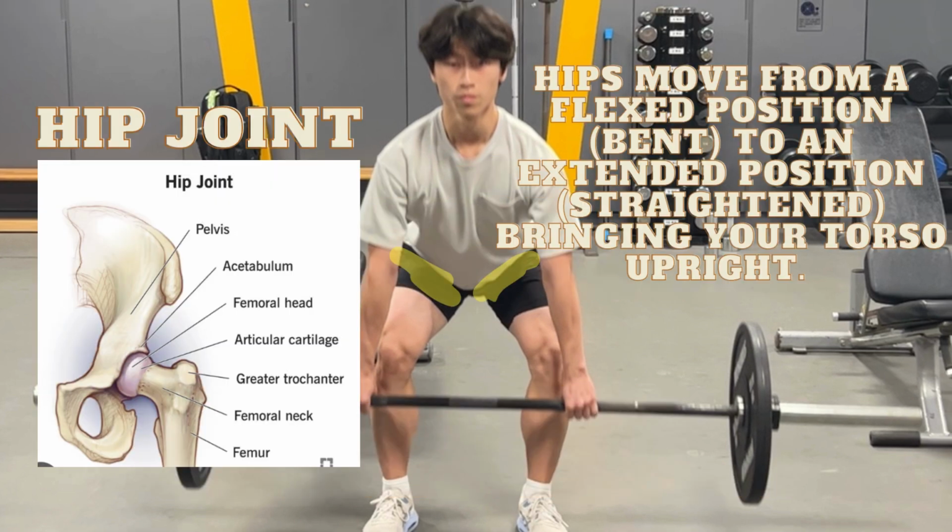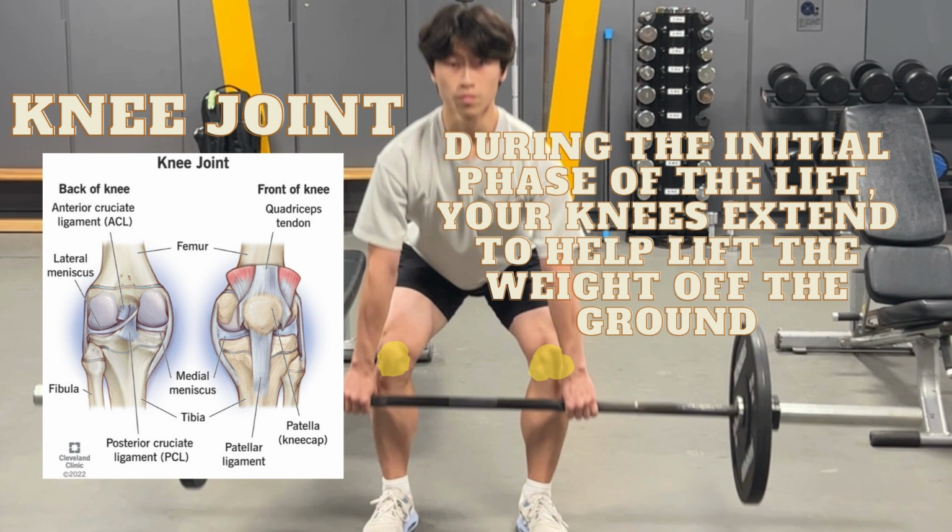So let's talk about the hip joint first. Hip joint is involved in hip extensions. As you lift the barbell, your hip moves from a flexed position to an extended position, bringing your torso upright. The second is the knee joint movement, which is called knee extension. During the initial phase of the lift, your knees extend to help lift the weight off the ground.